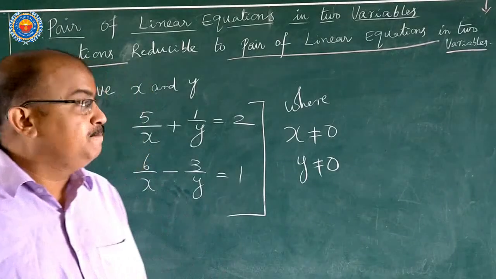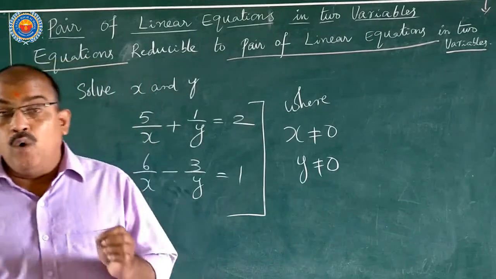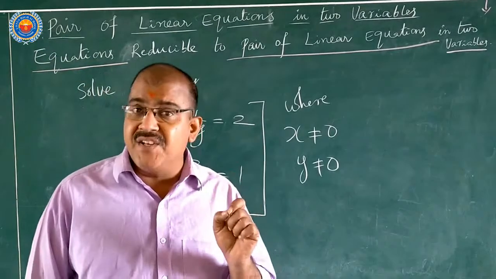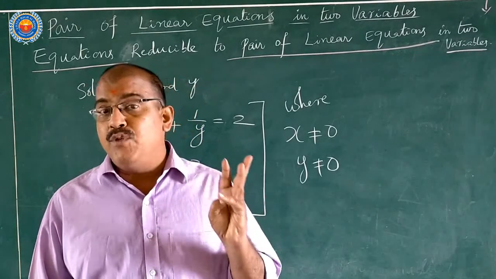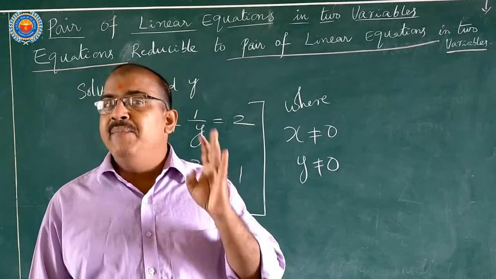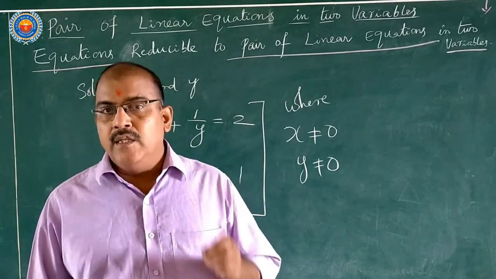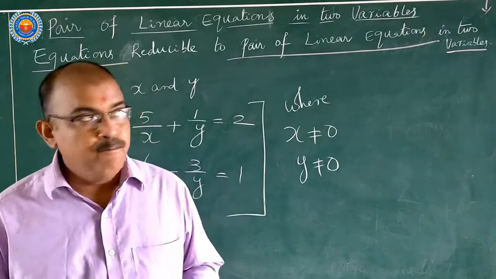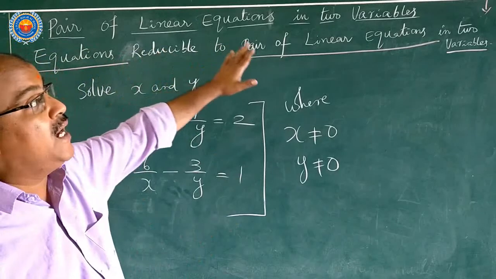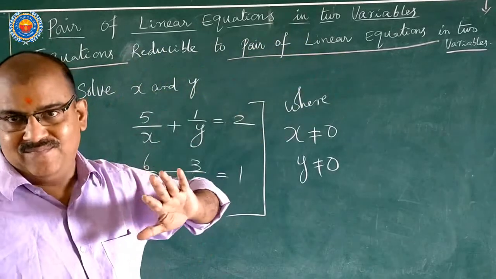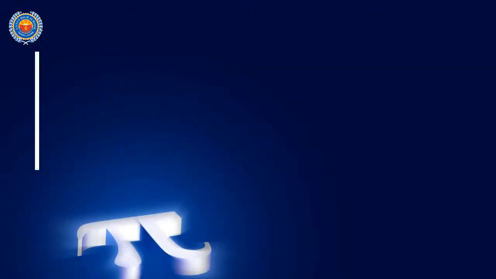Already we learnt the pair of linear equations in two variables, and how to solve a pair of linear equations in two variables by using three methods. One is the substitution method, one is the elimination method, and the third one is the cross multiplication method. Today's topic is equations reducible to a pair of linear equations in two variables, and then we go for solving.